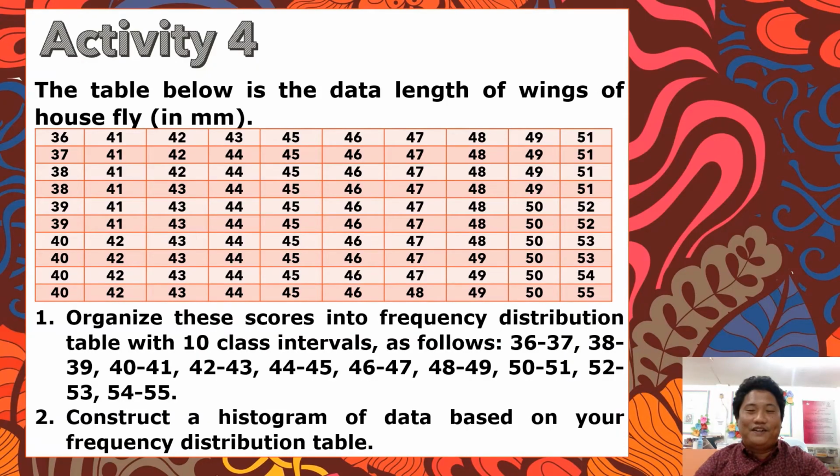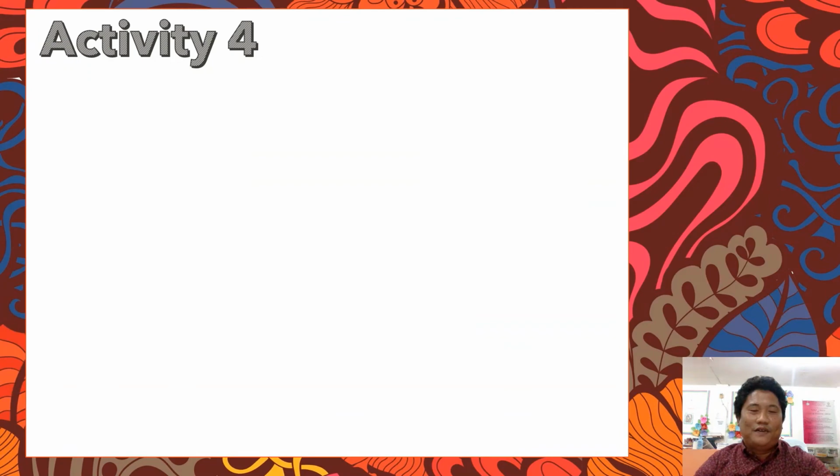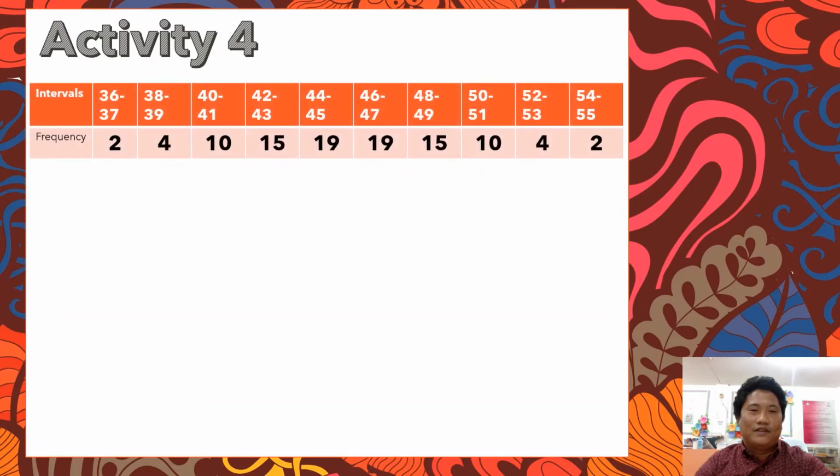Hello, and now let's reveal the answer for our activity number 4. So, the first task is the frequency distribution table. So we have here the frequency distribution table. For the interval 36 to 37, there are two. We have 36 and 37, so there are two items under this interval. And there are four items under 38 to 39, and so on and so forth.